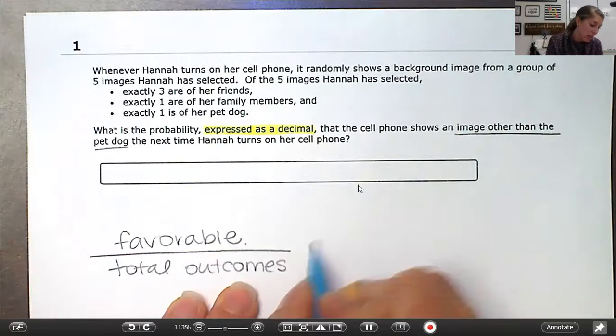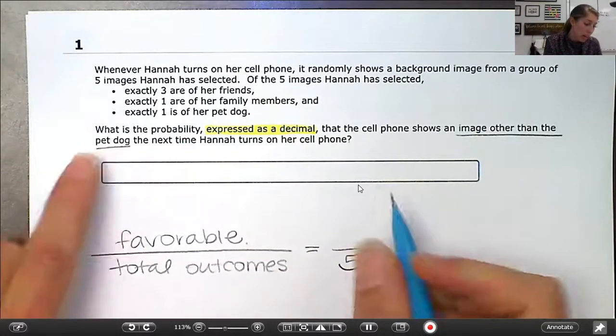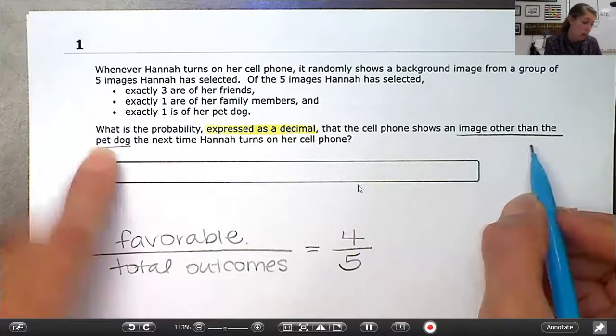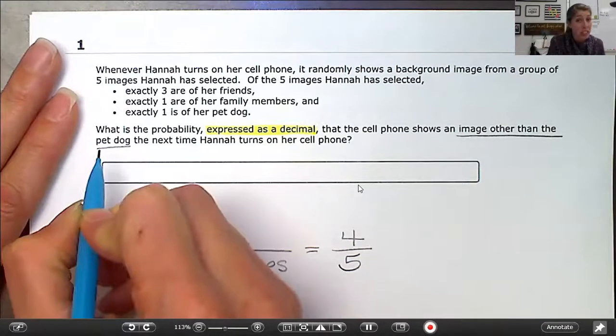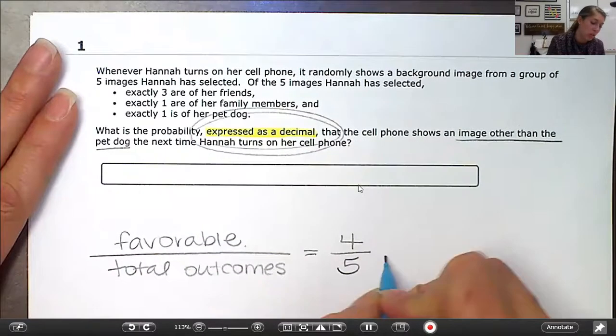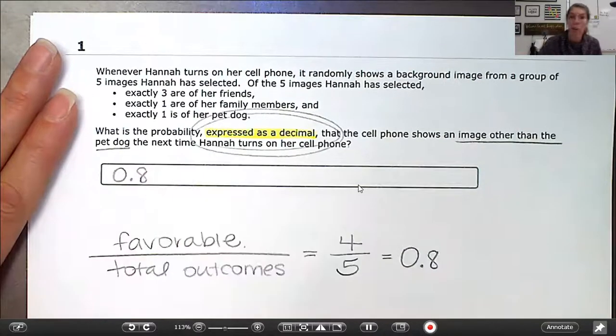So the total outcomes here, she's got 3, 4, 5 pictures total. And of those 5, 4 of them are images other than her dog. Now, if you wrote 4/5 in there, it marked it wrong because this is key, expressed as a decimal. So you do need to divide that to get it to its decimal form of 0.8.